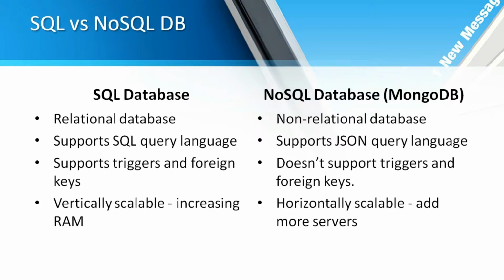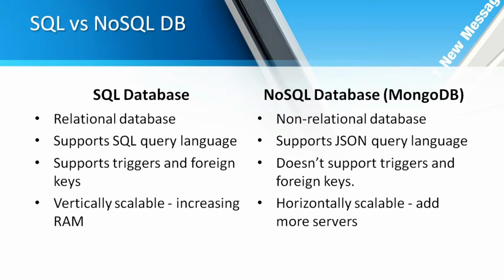JSON is nothing but JavaScript Object Notation, so I said you need to know a little JavaScript before proceeding with this session. Next, SQL databases support triggers and foreign keys. When it comes to NoSQL MongoDB, we will not have concepts like triggers, foreign keys, primary keys; none of these are available.